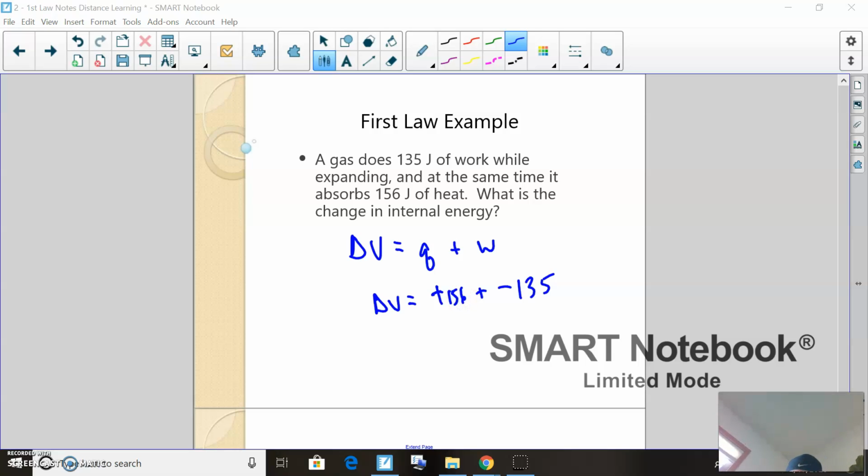The hard part is figuring out what the signage is. Let me do that again. A gas does work, so it's outputting, and it absorbs heat, so it's positive. That's how you would figure that out. Then you could calculate the delta U of the system there, which basically means I'll have 21 joules of energy, between losing energy to work and gaining heat. That's that.